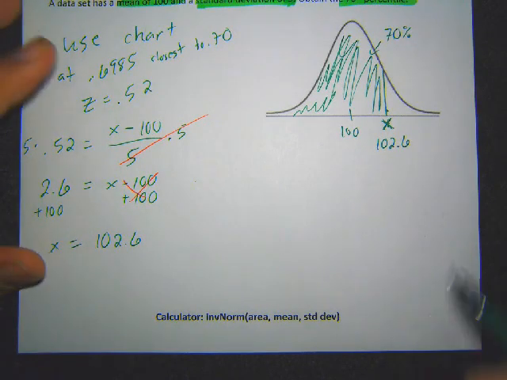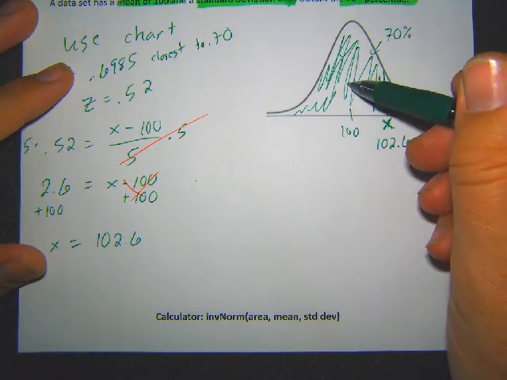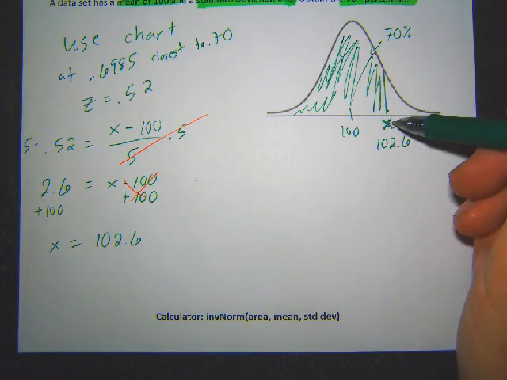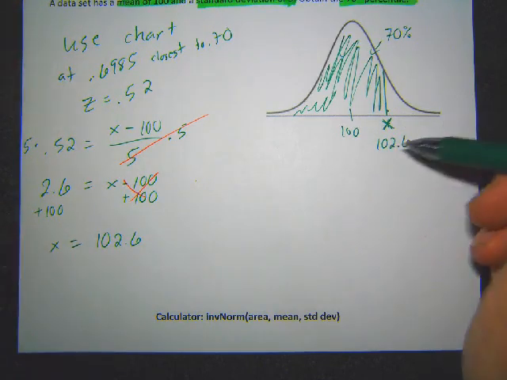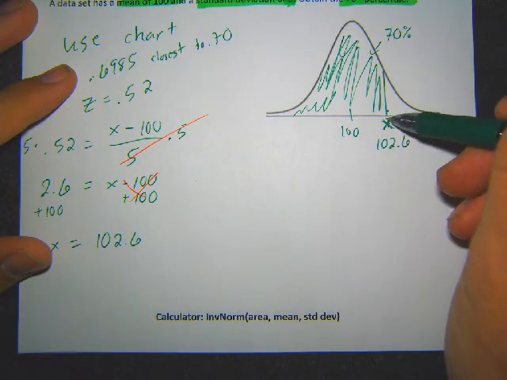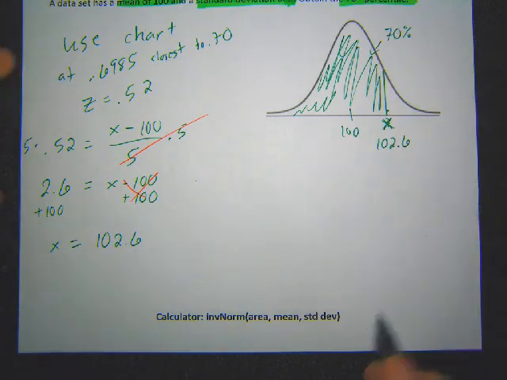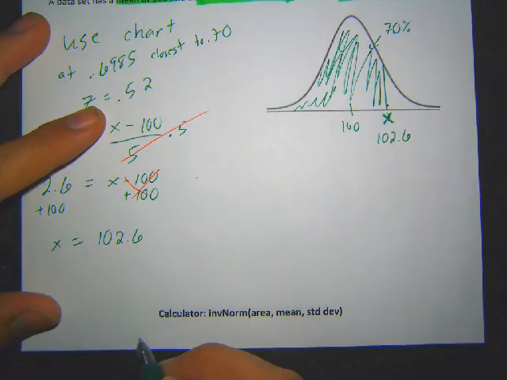It's just when you go backwards, when you take the area and you go back and find the, last time it was a z-score, now it's just going to be the value. It's not a z-score because, of course, 102 is not a z-score. It's just the number for this normal distribution. Okay, so inverse norm. We'll do inverse norm.